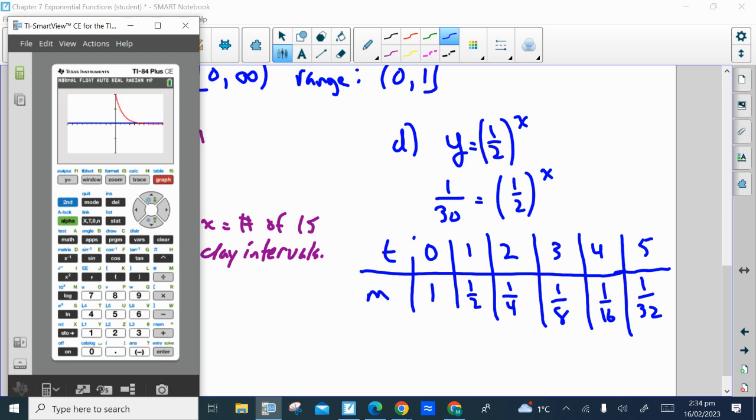So again, it drew the first graph in blue. That's the line y equals 1/30. And then it drew the graph of y equals 1/2 to the power x. We want to find the point of intersection here. Second function trace, number 5 for intersect, enter, enter, enter. So it's actually after x equals approximately 4.9.